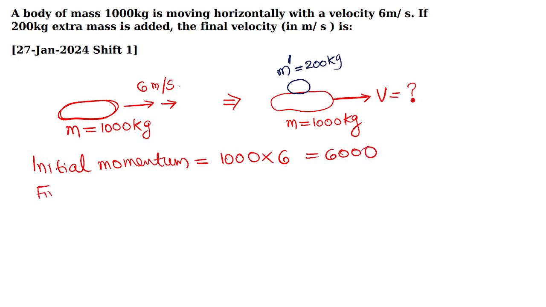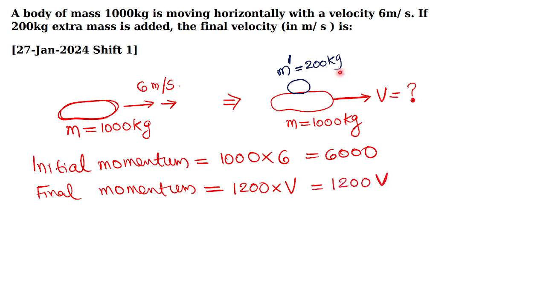Final momentum. What is the total mass of this entire body? They are connected now. What is the total mass of the entire body? 1000 plus 200, right? 1000 plus 200, 1200 kg is the total mass, moving with some velocity, I don't know, v. The final momentum will be 1200 v.